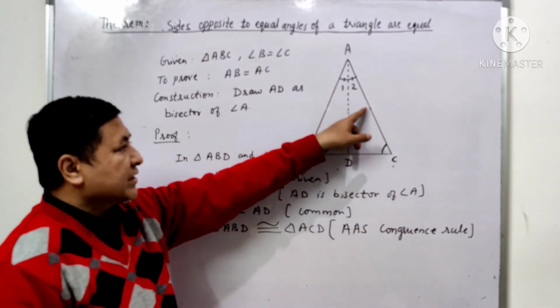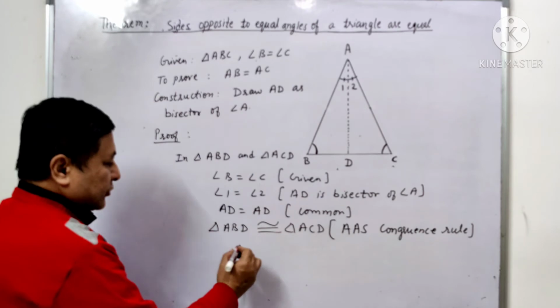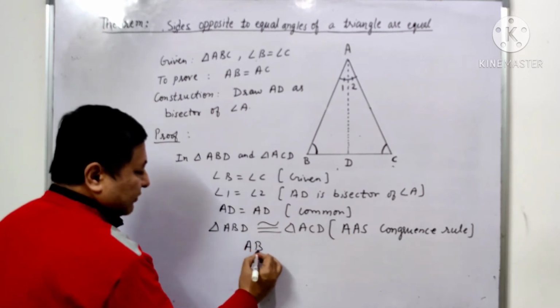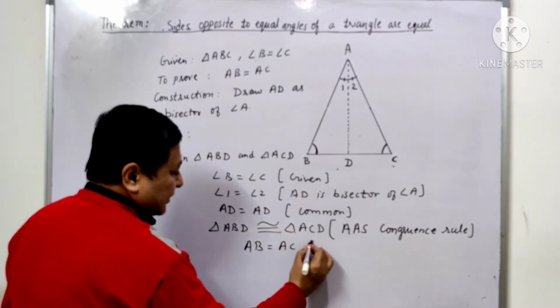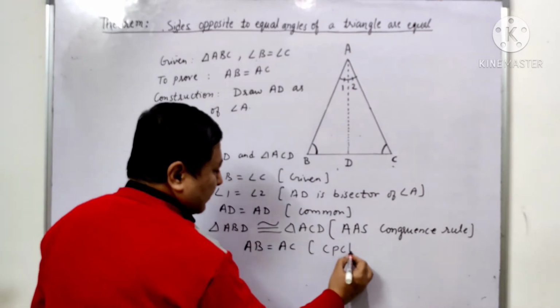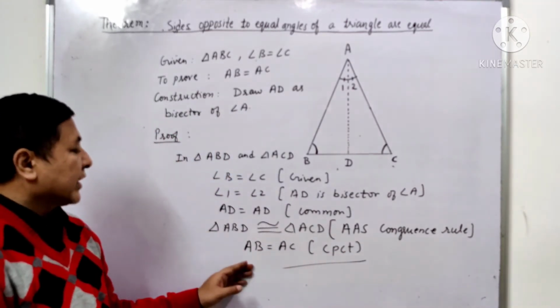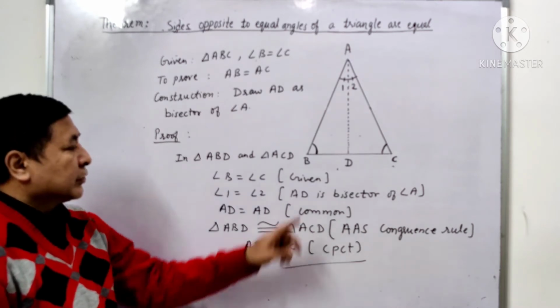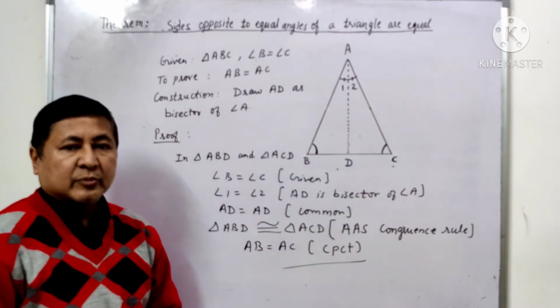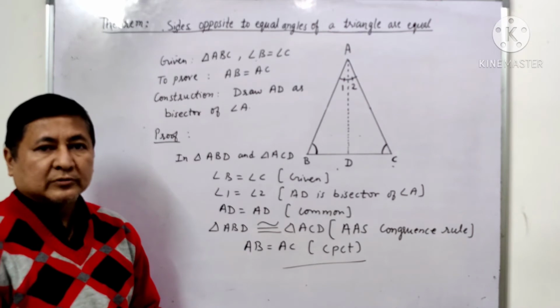So AB and AC are the corresponding sides here. So AB will be equal to AC, and the reason is corresponding parts of congruent triangles are equal. So hence we have proved that when two angles are equal, then their opposite sides are also equal.